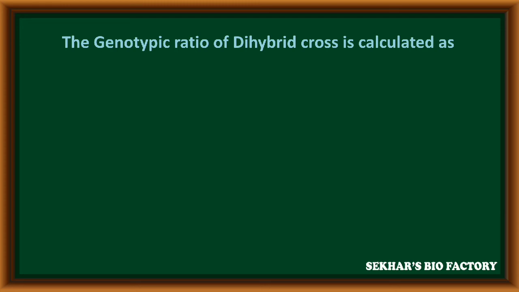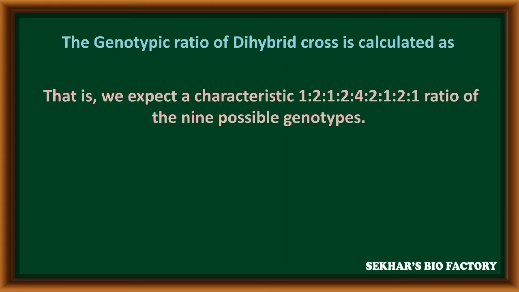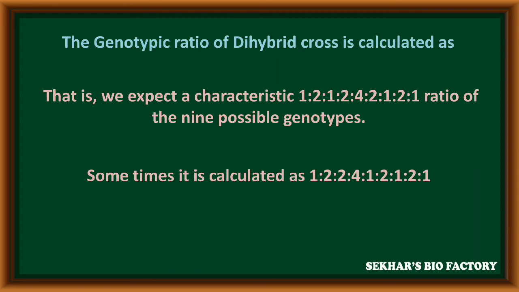The genotypic ratio of dihybrid cross is calculated as 1 is to 2 is to 1, 2 is to 4 is to 2, 1 is to 2 is to 1, a ratio of 9 possible genotypes. But sometimes the genotypic ratio of dihybrid cross is calculated as 1 is to 2 is to 2, 4 is to 1 is to 2, 1 is to 2 is to 1.